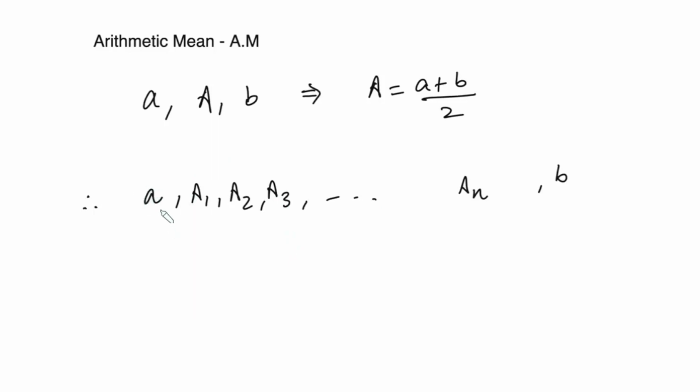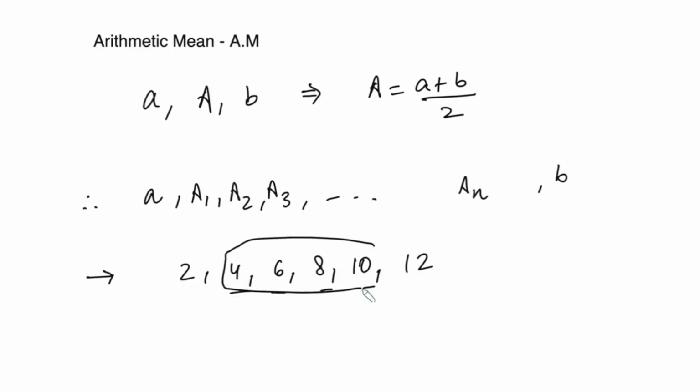So if you are given a sequence A, comma, A1, comma, A2, and so on up to B, and A1, A2, A3, and so on up to AN are AMs, then the sequence will be an AP. For example, 2, 4, 6, 8, 10, 12. This sequence is an AP. Therefore, 4, 6, 8, and 10 are AMs between 2 and 12. And we can say the opposite as well, because 4, 6, 8, and 10 are AMs, therefore this whole sequence is an AP.